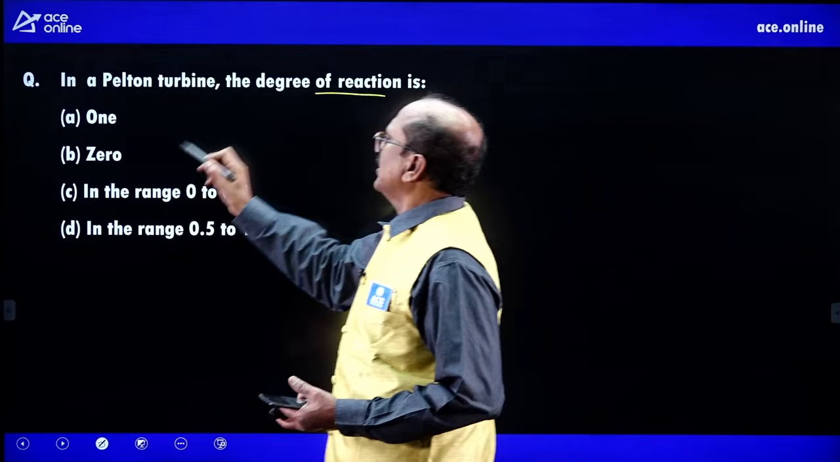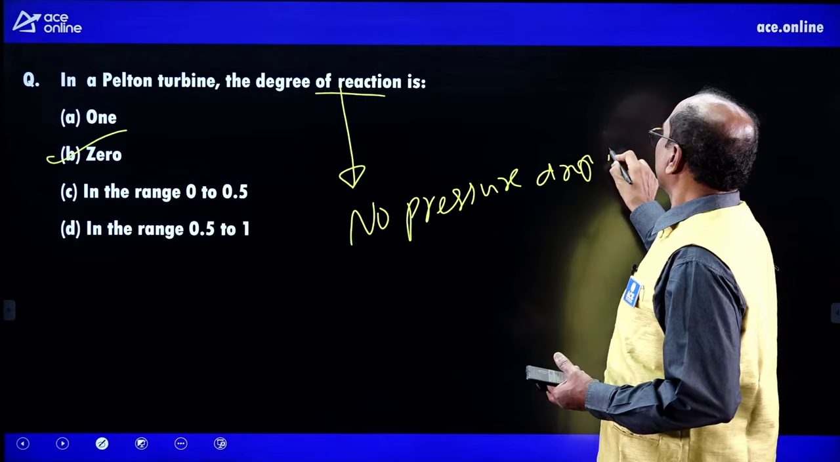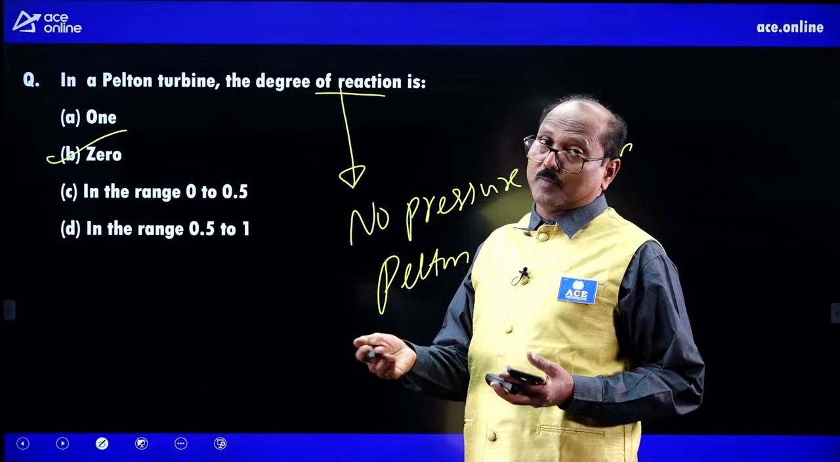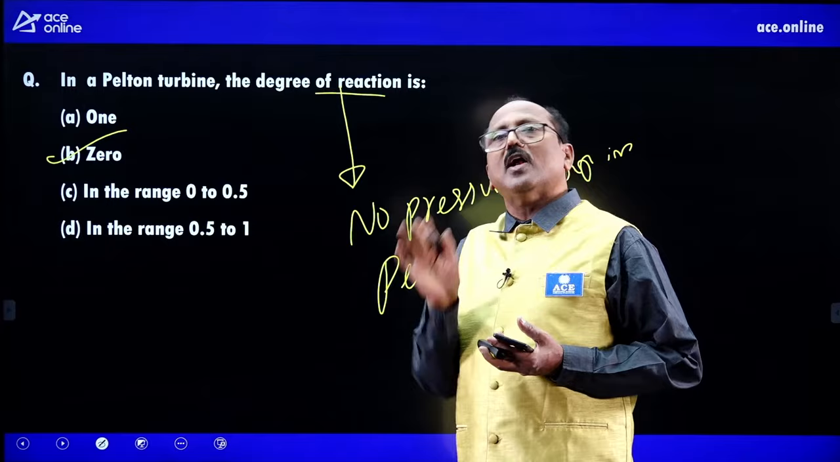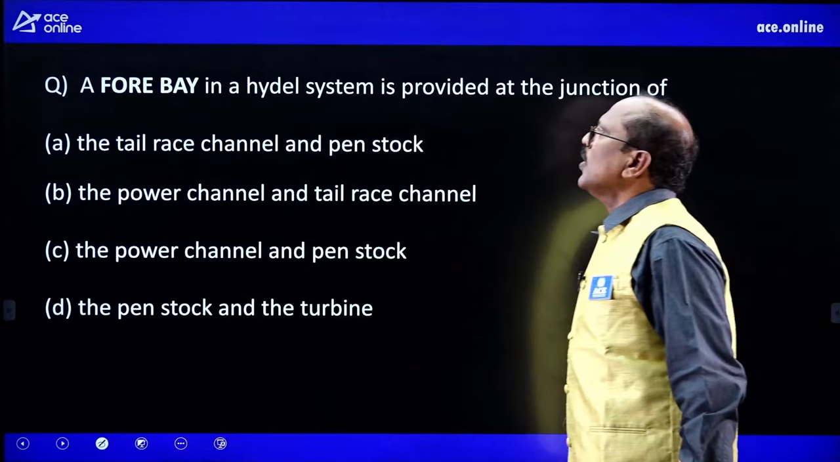So, Pelton wheel degree of reaction is zero. Degree of reaction zero means there is no pressure drop in the Pelton wheel. Where a pressure drop is there, the degree of reaction will be there. Francis turbine, Kaplan turbine, propeller turbine will have degree of reaction. So, Pelton wheel, no pressure drop, working in open atmosphere, degree of reaction is zero. B answer.